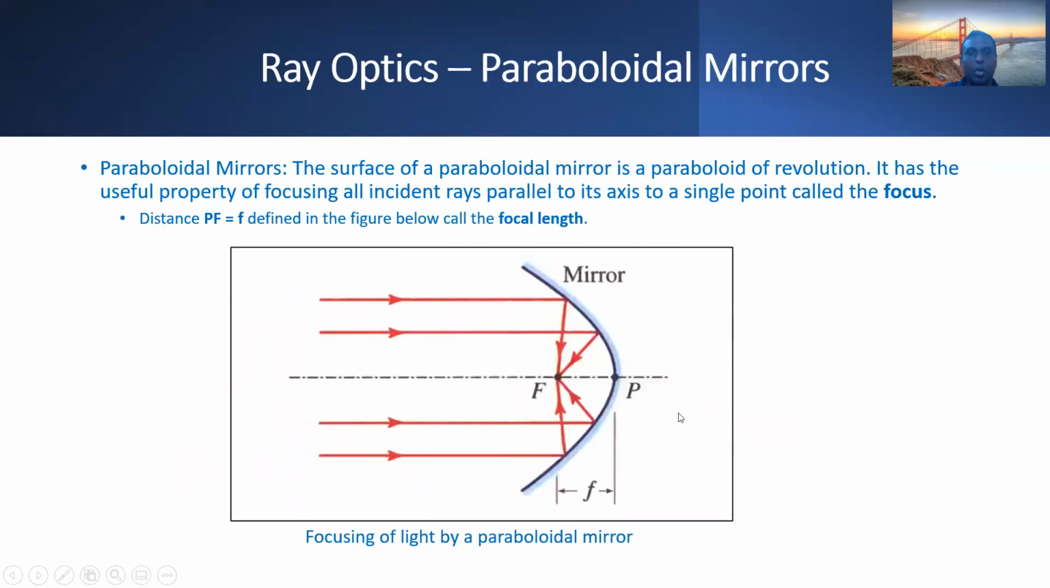Next is paraboloidal mirrors. The surface of the paraboloidal mirror is a paraboloid of revolution. It has the useful property of focusing all the incident rays parallel to its axis into a single point called the focus. If you look at the picture here, all the rays are parallel to the axis of the mirror, and they meet at the focus. The distance PF is defined by F here, also called the focal length.